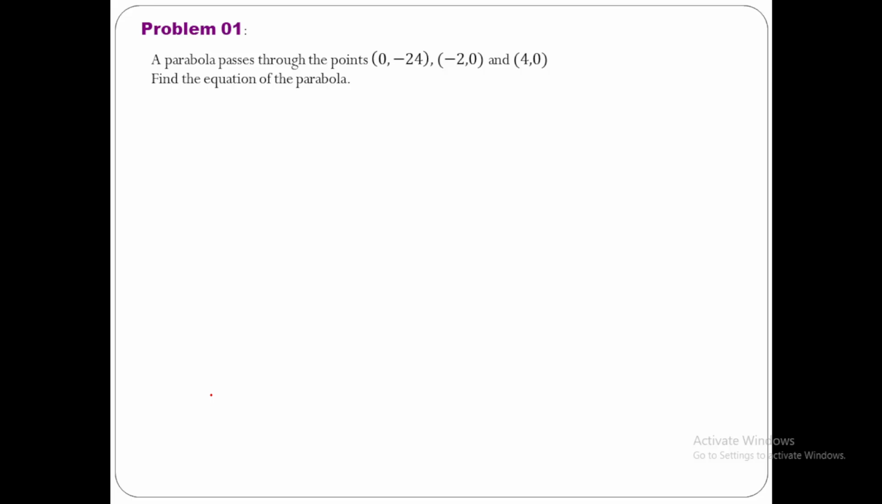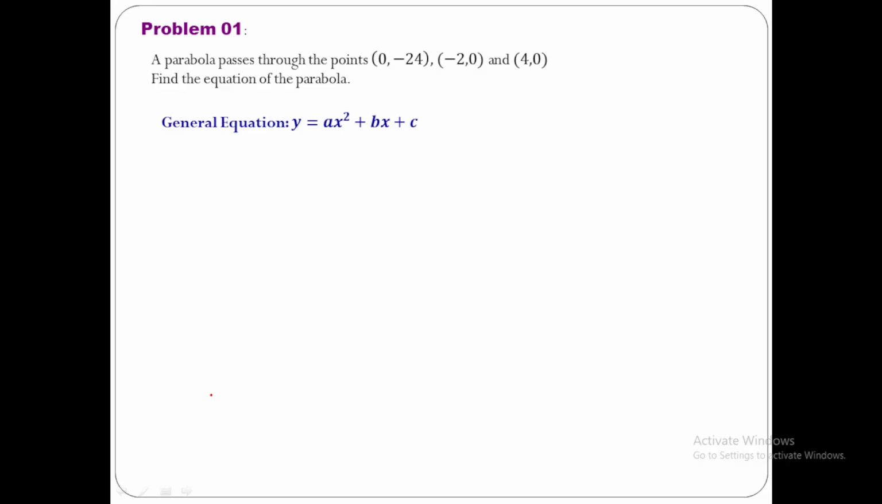What type of parabolic equation can be used? A general form or a vertex form? Yes, we can use the general form of the parabola, that is the quadratic equation y = ax squared plus bx plus c. This is a suitable form with which the equation of the parabola can be easily found. Okay, let's substitute the points one by one for x and y.